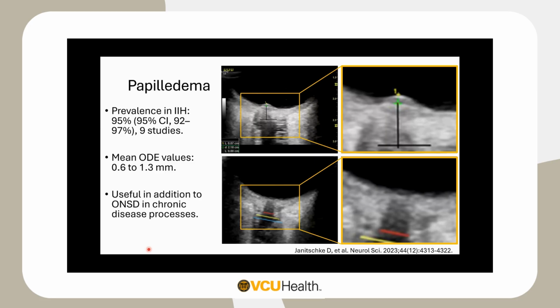Papilledema is, as we said, more of a chronic finding. We don't typically see it in acute ICP elevation. It's prevalent in things like idiopathic intracranial hypertension. The mean value is 0.6 to 1.3 millimeters. It's useful in addition to optic nerve sheath diameter in chronic disease processes. And this is what an optic disc elevation versus a normal retina looks like.